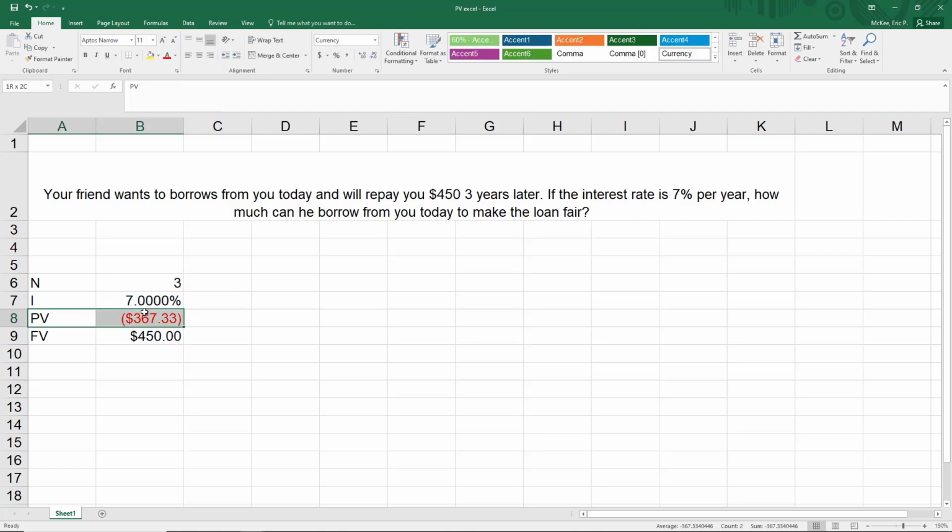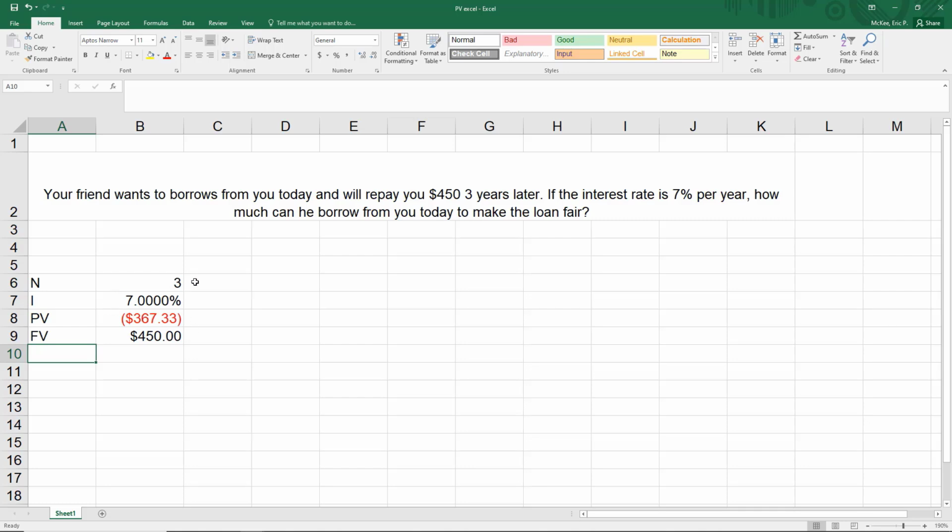And I get that exact same 367 as when I entered things in directly. But now I can change any of these 3 values, or more than one of them, at the same time because I have a new question, and it will automatically update my present value to give me the answer.